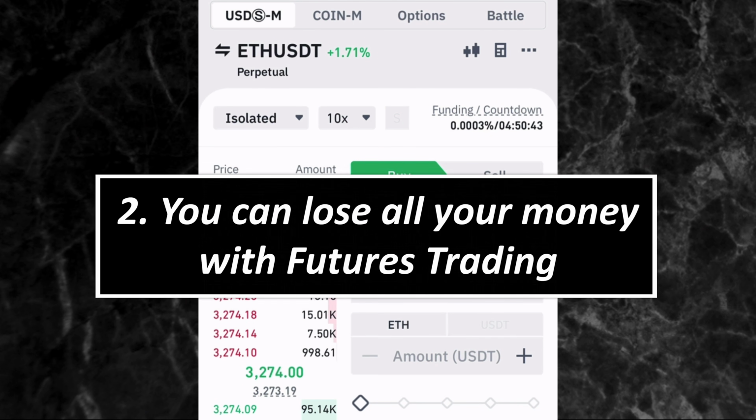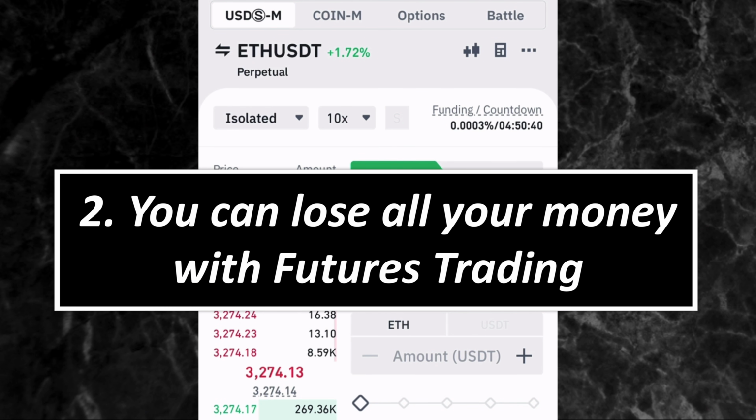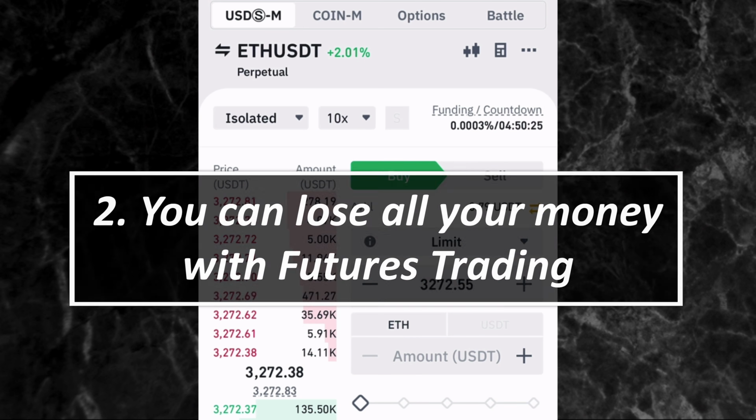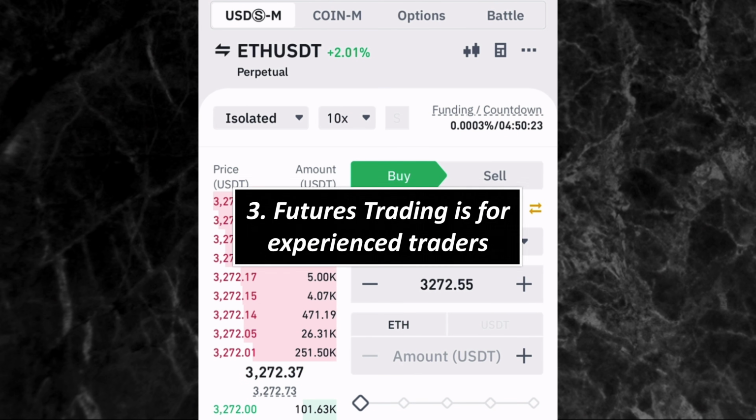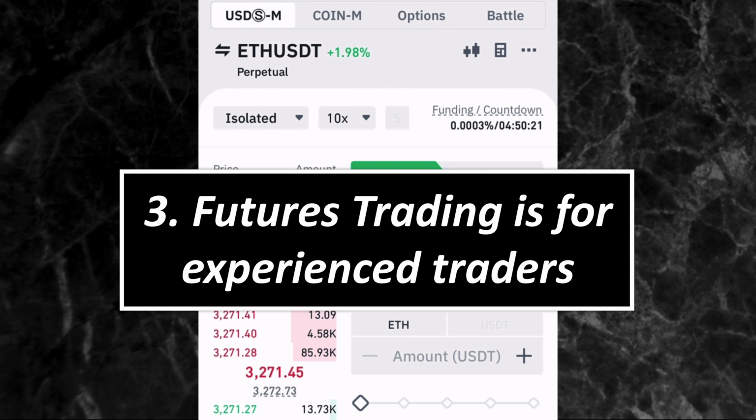Number two is you can lose all of your money with futures trading. And that is why I always tell people that you need to be careful before you go into futures trading. You need to know what you are doing. It is not something that you just go there to play. And I always tell people that you need to be conversant with spot trading before you can go into futures trading. Number three is futures trading is only for experienced traders.